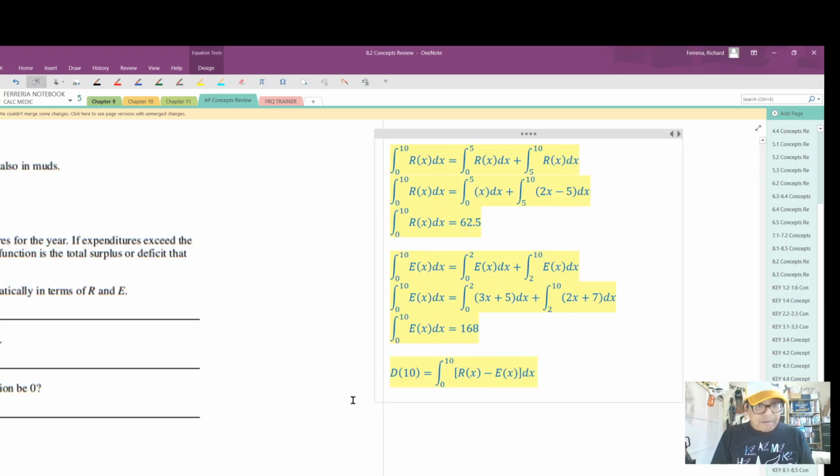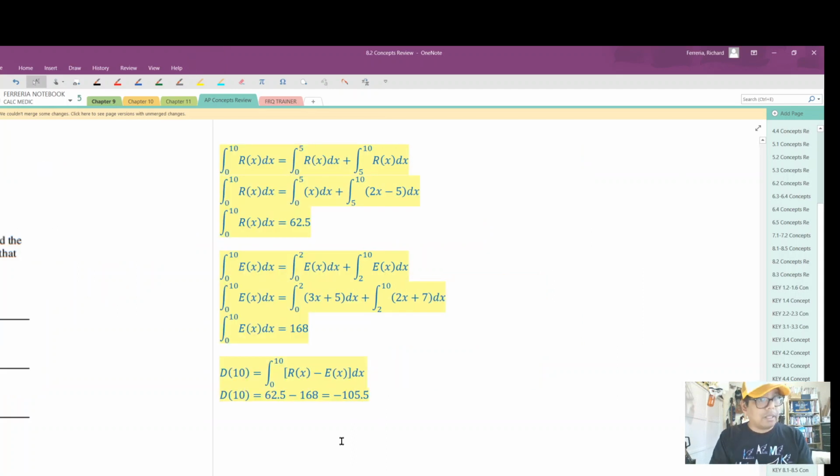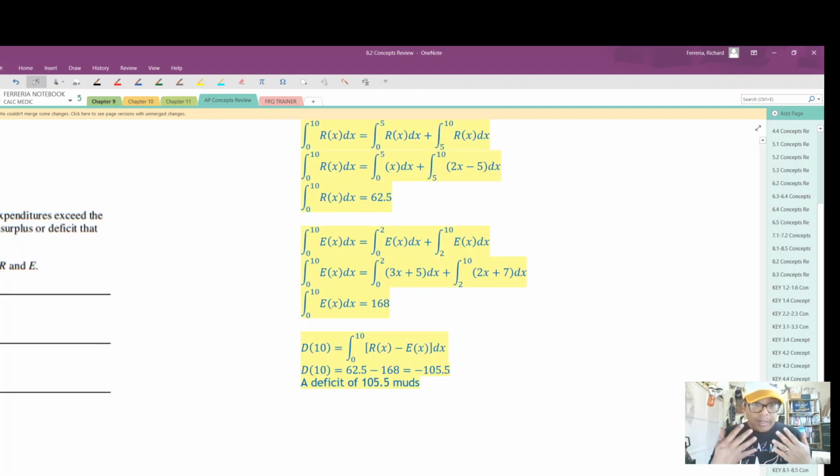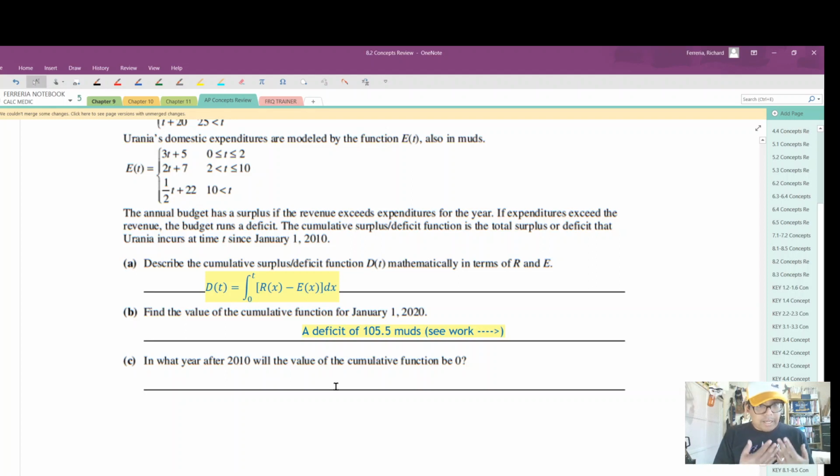All right, what about that d function? Well, d is the integral from 0 to 10 of r minus e, and we know the integral of those two functions separately already. So d10 is going to be equal to 62.5 minus 168, which gives us a negative 105.5. Since it's a negative number, that gets interpreted as a deficit of 105.5 million Uranian dollars, or muds. A deficit, again, of 105.5 muds.